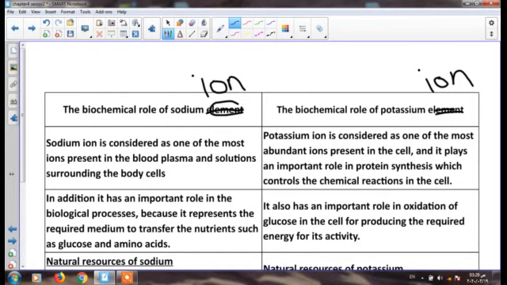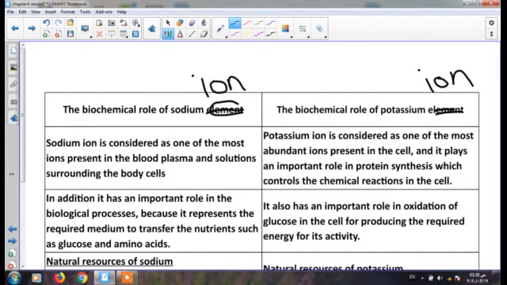The biological role of sodium ions: they have an important role in vital processes because they represent the required medium to transfer nutrients such as glucose and amino acids. The biological role of potassium ions: they play an important role in the oxidation of glucose in the living cell to produce the required energy for its activity.